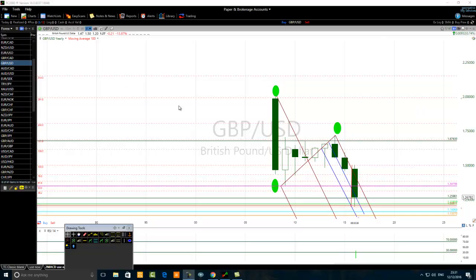Alright, we are on a yearly chart of the British Pound US dollar currency pair. And I'm looking at the yearly chart. We can see that 2016 has been a very bearish year for the British pound.